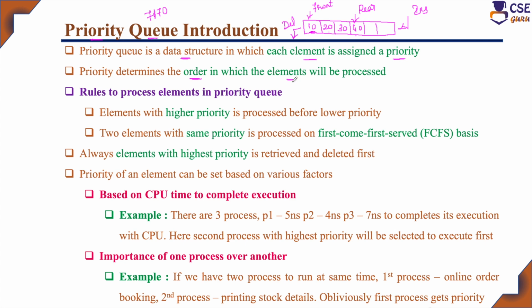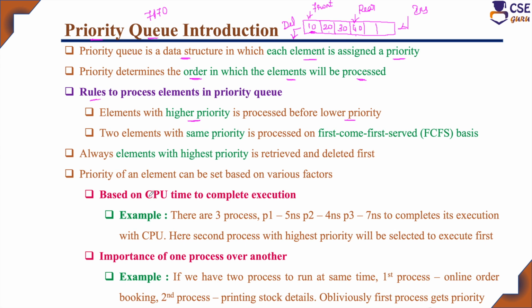Why are we assigning priority to each element? To process any element, we need to consider its priority. Based on the priority only, elements will be processed. It is nothing but a queue data structure with an extra quality, a priority assigned to each element. So what are the rules to process elements in a priority queue? The element with the highest priority is processed before the lowest priority.